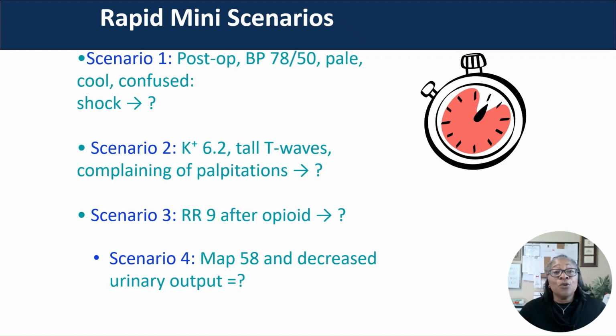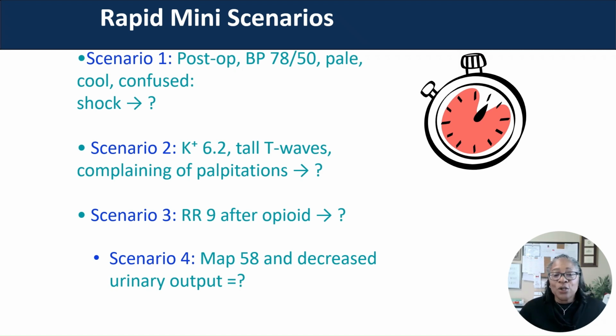Scenario three, respiratory rate 9 after hydromorphone. You gave the patient an opioid. What's the next best step? Stop the opioid. Apply oxygen. Stimulate that patient. Call the provider only after immediate respiratory support is given.